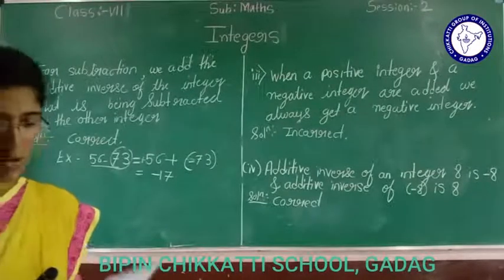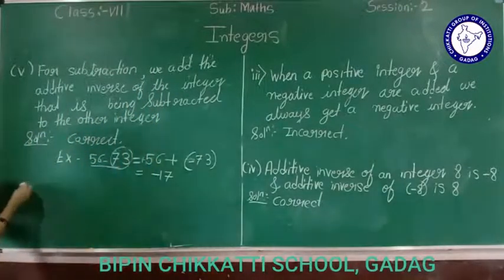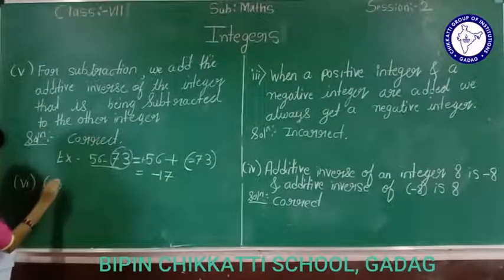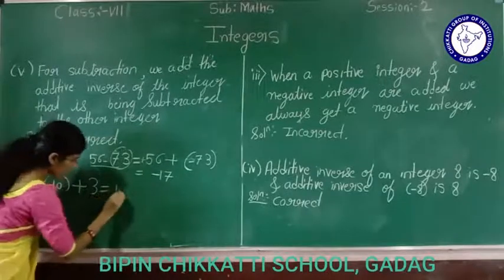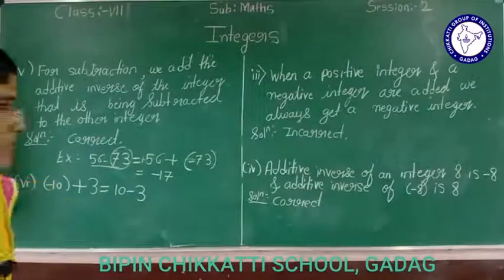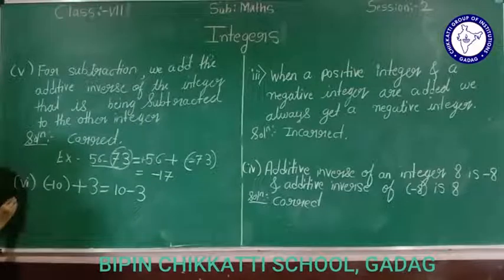Now see the sixth question, what they have given. Minus 10 plus 3 is equal to 10 minus 3. Are both of these the same? Now we will check it. Solution.